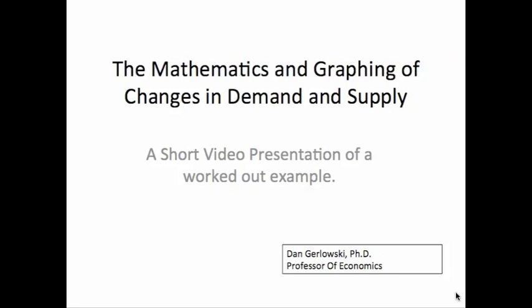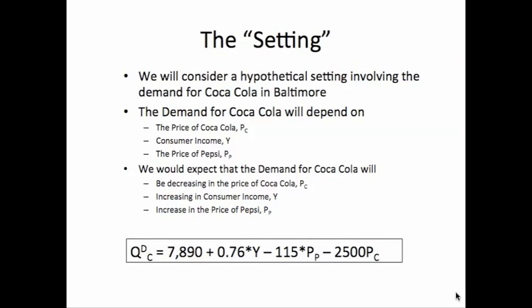So having said that, I wanted to talk about the example for a minute. Our example is going to be a hypothetical depiction of the supply and demand for Coca-Cola in Baltimore. So what is our setting? Well, our setting is Coca-Cola is bought and sold in Baltimore, and we want to find a demand and a supply for Coca-Cola so that we can predict the equilibrium price.